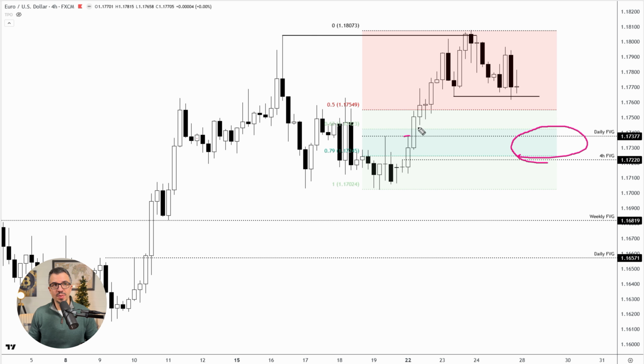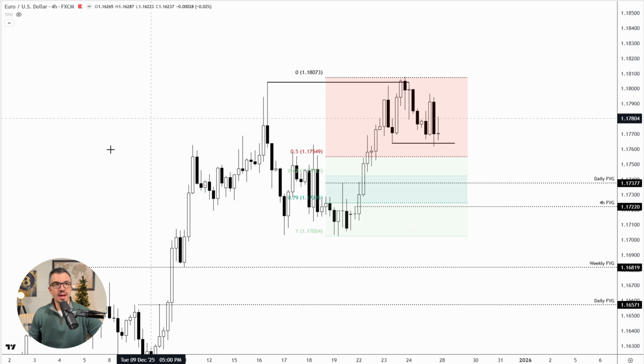You have this high back here. This region back here is what I'm watching. So potential continuation from that area if we do see the pullback here from the euro next week.